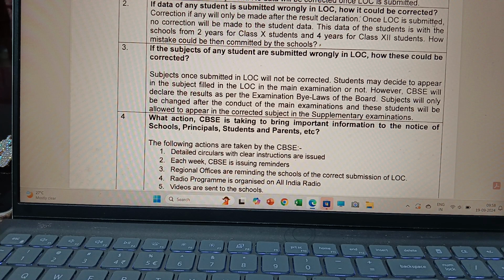See how serious it is. You cannot change the subject. Fill in the subject carefully, you have to write the subject and subject code.